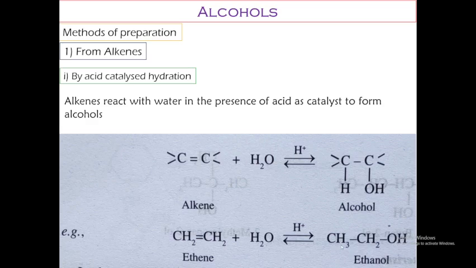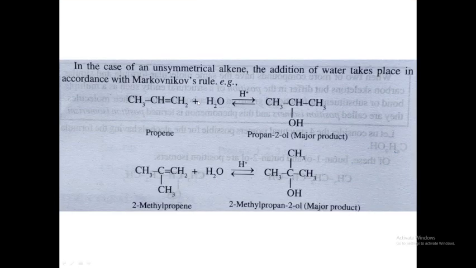Okay, so in the case of an unsymmetrical alkene, for example, propene, the addition of water takes place in accordance with Markovnikov's rule. Okay, so here the addition of water is taking place in accordance with Markovnikov's rule when we take an unsymmetrical alkene. Markovnikov's rule says that the hydrogen part of the polar reagent will go with the carbon that contains more number of hydrogen atoms.